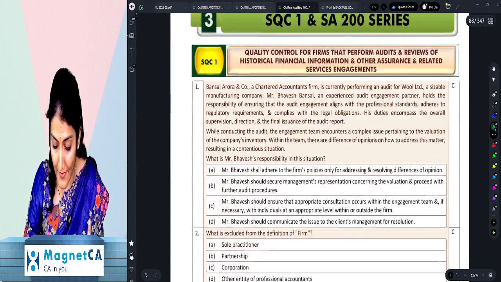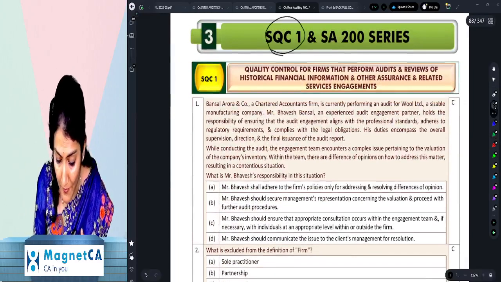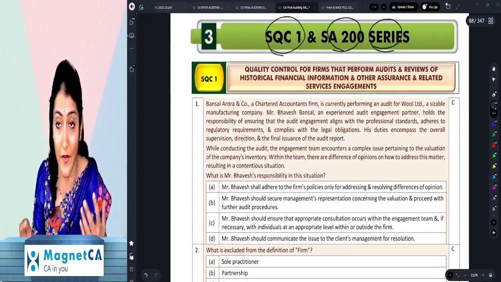Then coming on to chapter number 3 onwards, wherein you have SQC 1 and the SA 200 series.